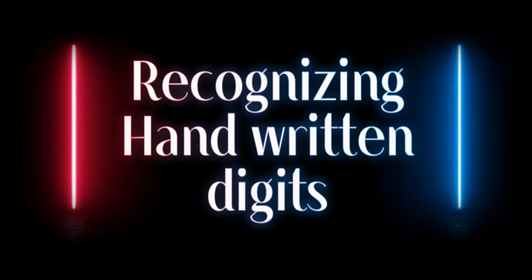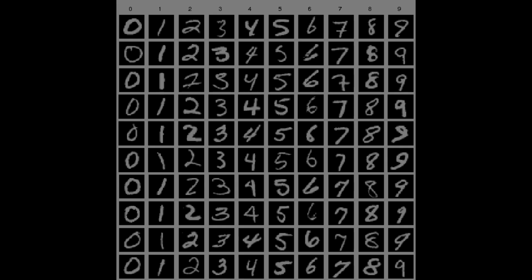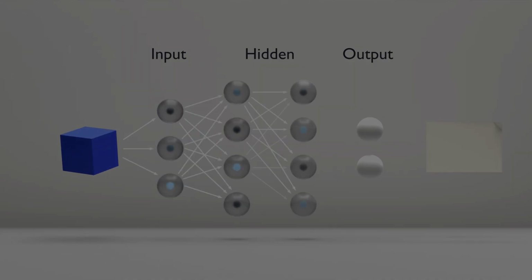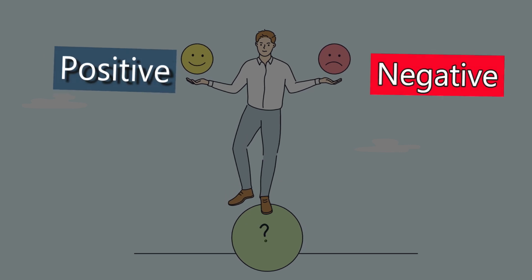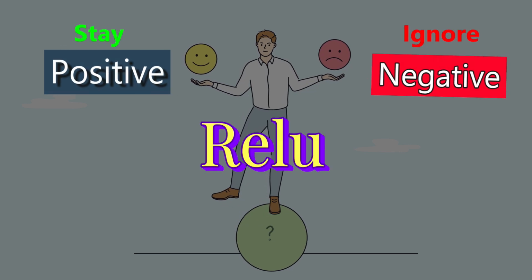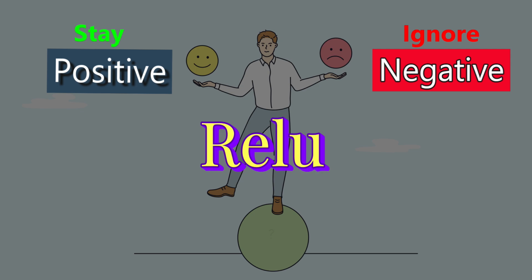How ReLU is used in recognizing handwritten digits. Layer-by-layer processing. When a neural network processes an image of a handwritten digit, each layer in the network applies the ReLU function to the output of the previous layer. This process helps in preserving positive signals, which are important features, and ignoring the negative ones.